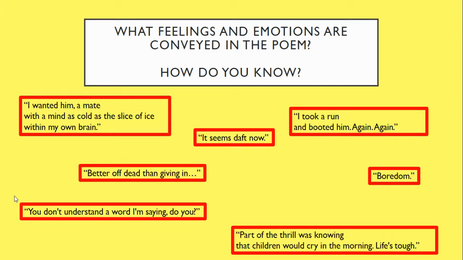So, for example, if we look at the quotation, "better off dead than giving in," what does that convey about the speaker? What does that show about them? Another quotation, "I took a run and booted him again." What feeling, what emotion comes across there? So what I want you to do now is, on your sheet, write out the quotation, and then around it you can annotate the feelings and the emotions that are shown. And then perhaps you can highlight or underline the words that tell you that.